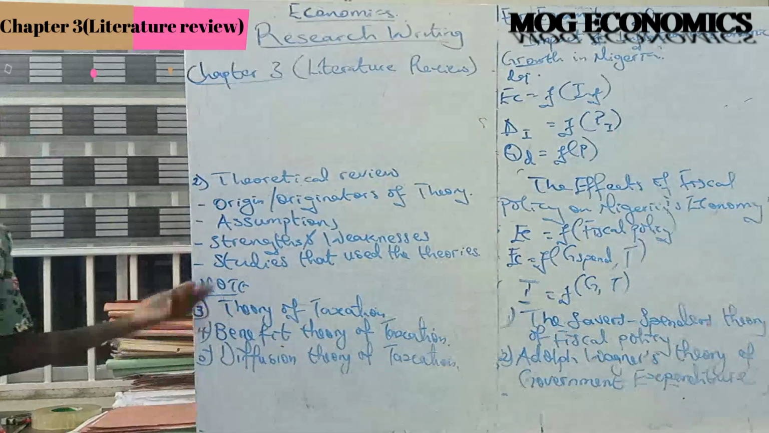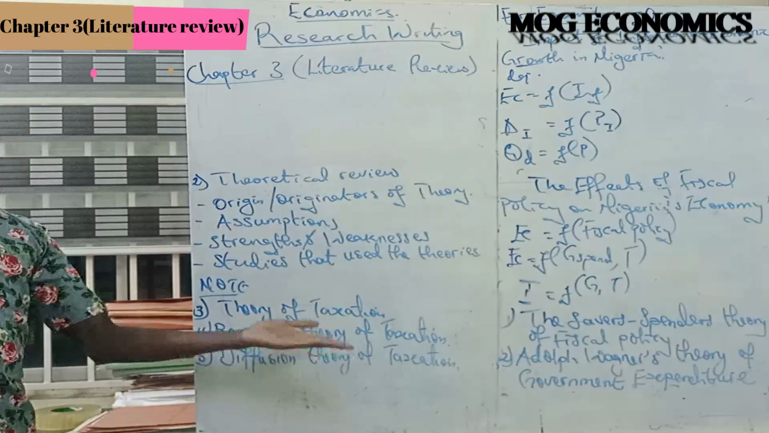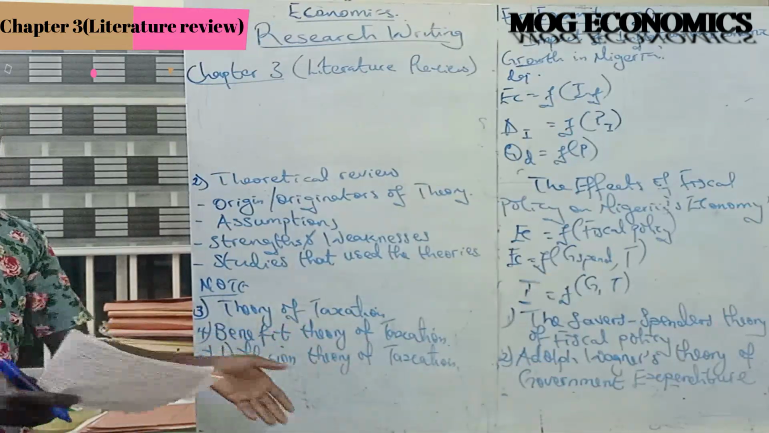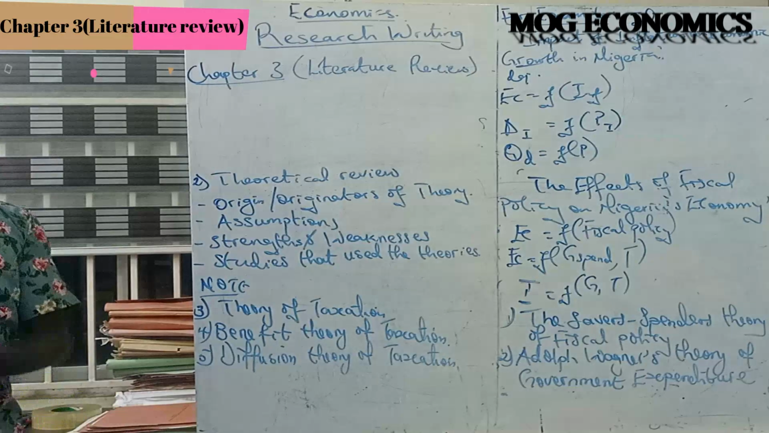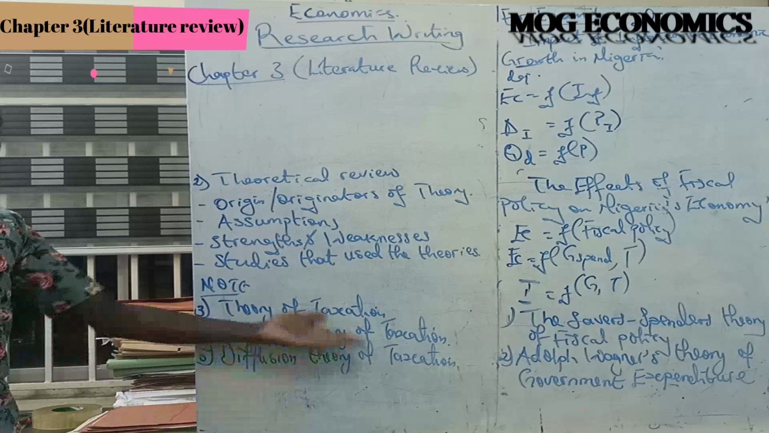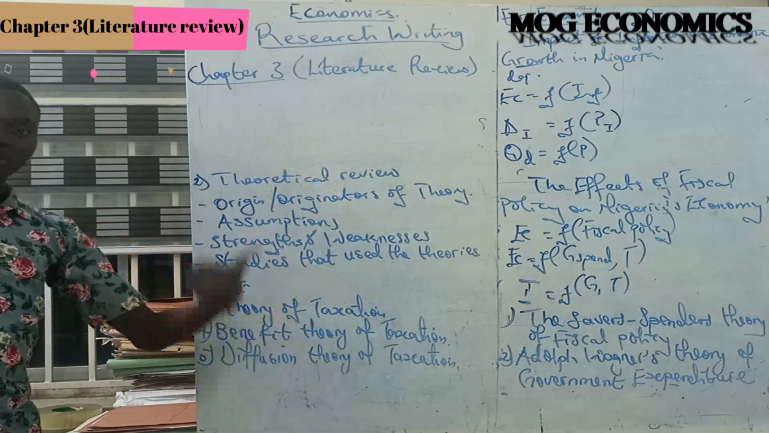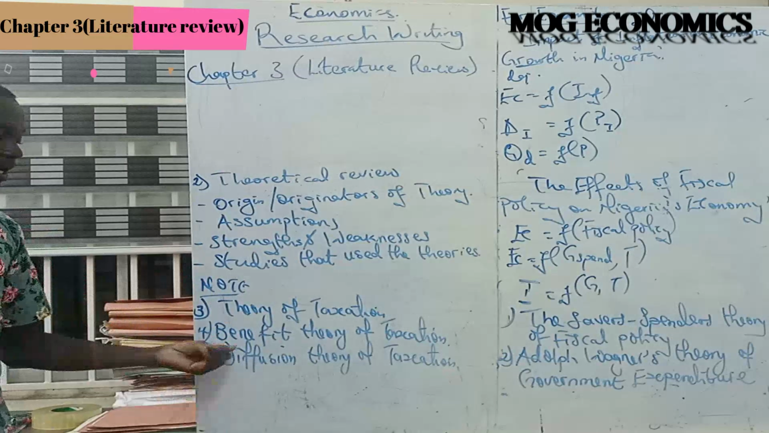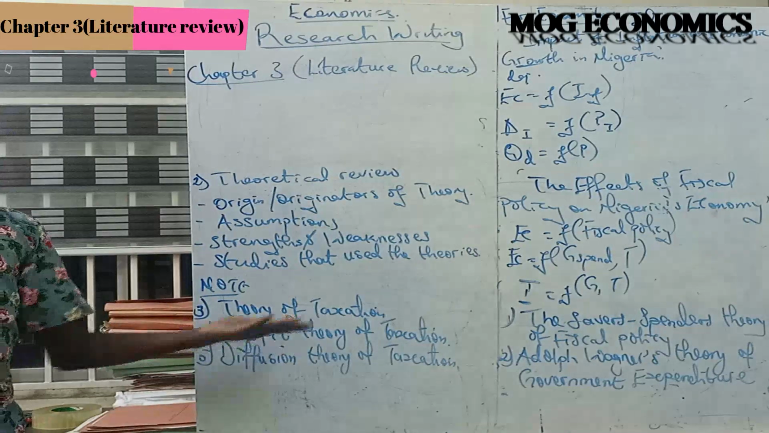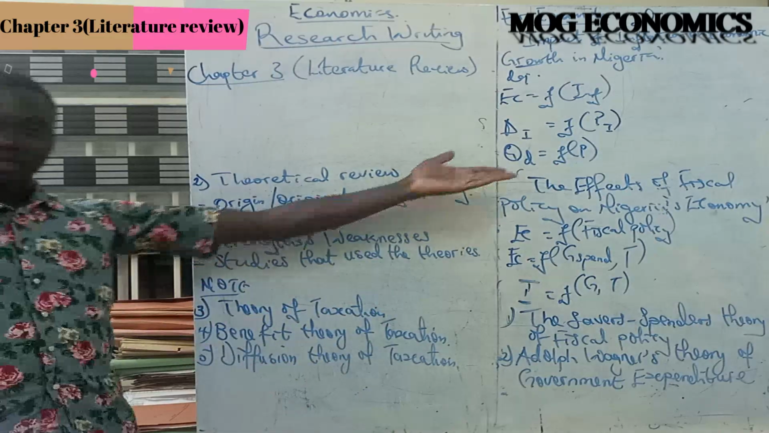Now here is just an extension of number 3, the benefit theory of taxation, which is saying that the taxes that should be imposed on people should be based on the benefits that they are receiving from being taxed, or something like that. So this is also talking about fiscal policy being derived or determined by the benefit that people enjoy from paying taxes.